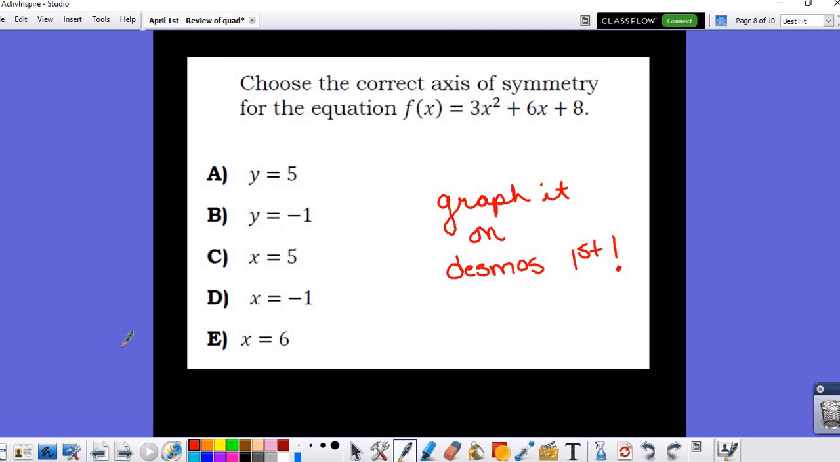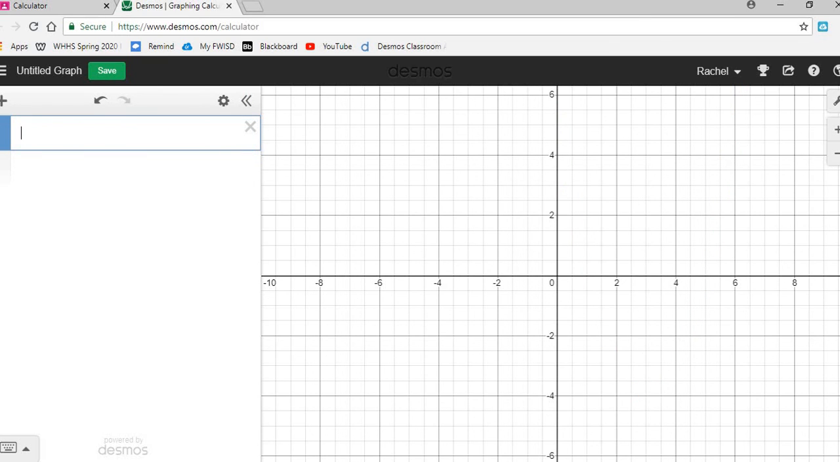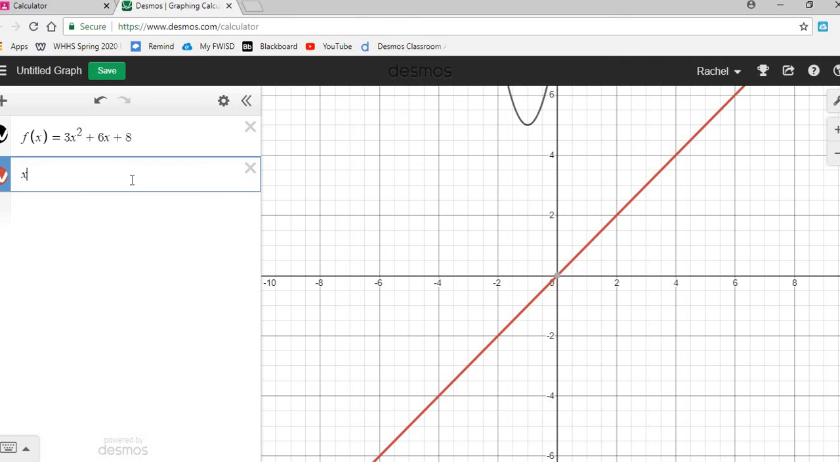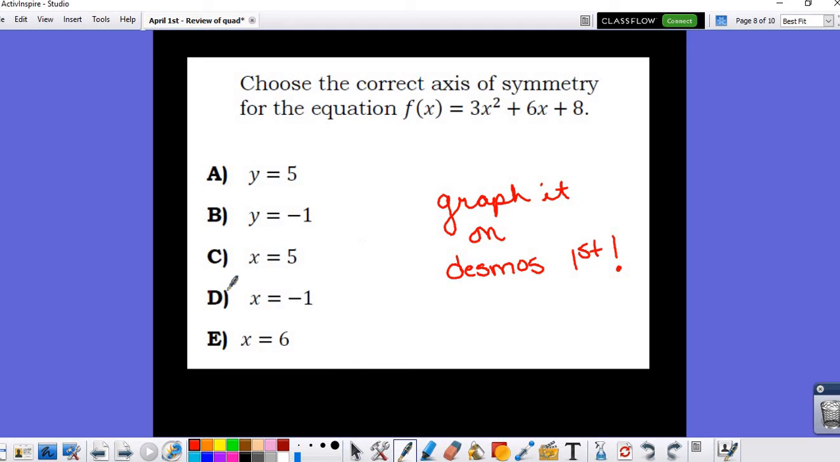Okay, the next question says, choose the correct axis of symmetry for the equation f of x equals 3x squared plus 6x plus 8. And I need you to graph it on Desmos. That way you can actually see what the axis of symmetry is. So again, if we delete these ones, and then we type it in, f of x equals 3x squared plus 6x plus 8. And if I click here, I can see my vertex is -1, 5, which means my axis of symmetry should be x equals -1. So the answer here was D.